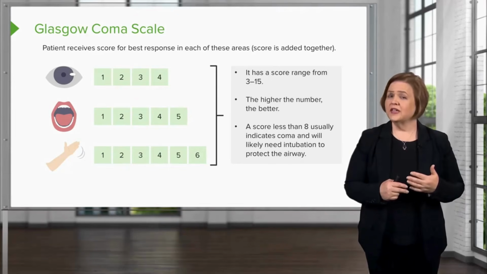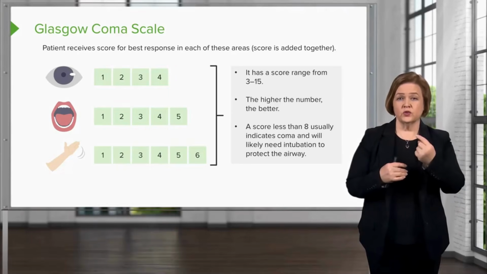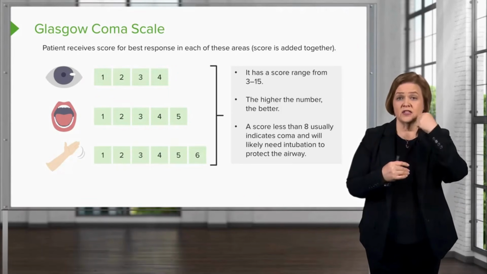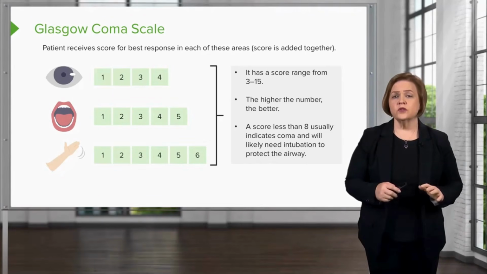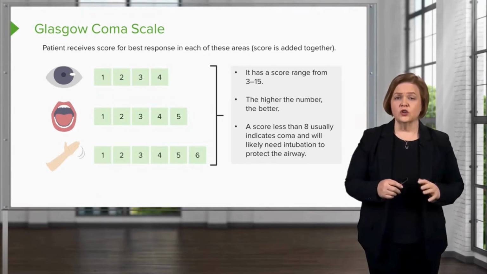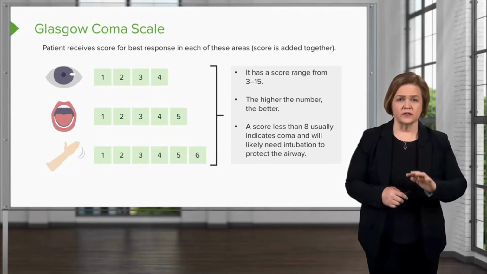That means the patient probably can't breathe on their own, so they're going to have to be intubated, where we put a special tube in their mouth and down into their airway, and we connect them to a mechanical ventilator. So someone with a score less than 8 usually cannot breathe on their own. We're going to have to intubate them and put them on a ventilator.